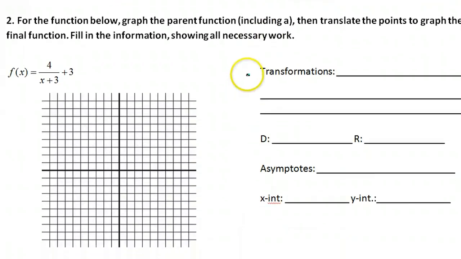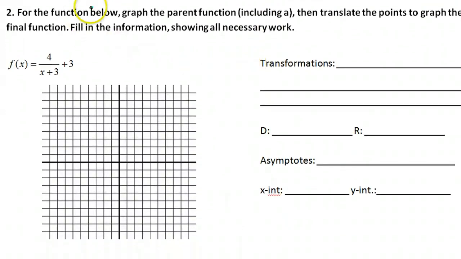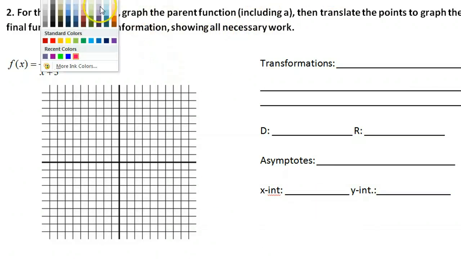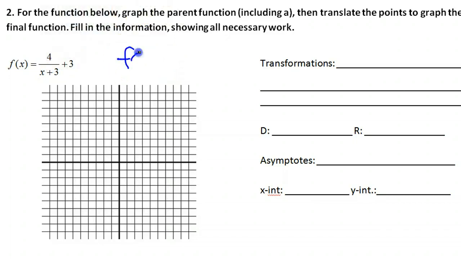All right, let's go ahead and dive into number 2. For the function below, graph the parent function, then translate. All right, we're just going to graph it. I'm not going to do all this parent function stuff, except for describing it. The parent function would be like this: f of x equals 1 over x. That's the original parent function.